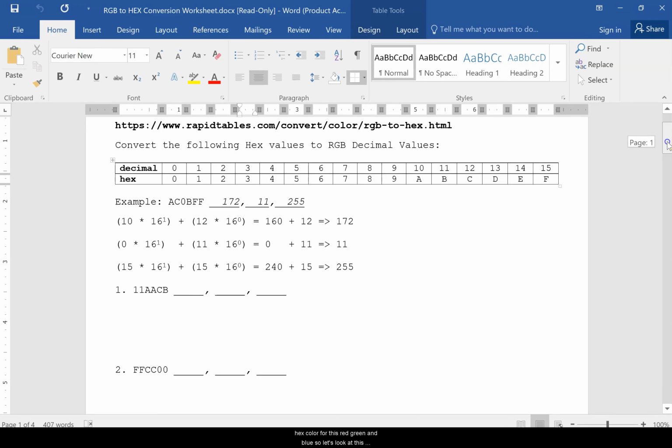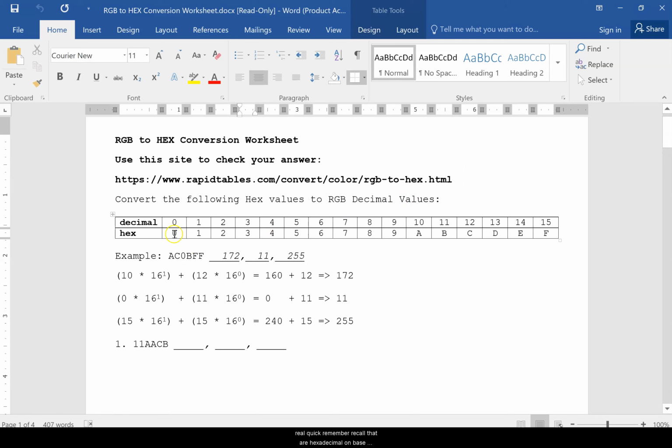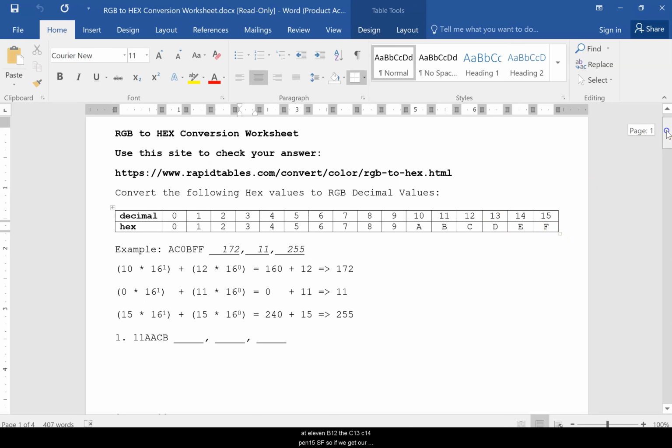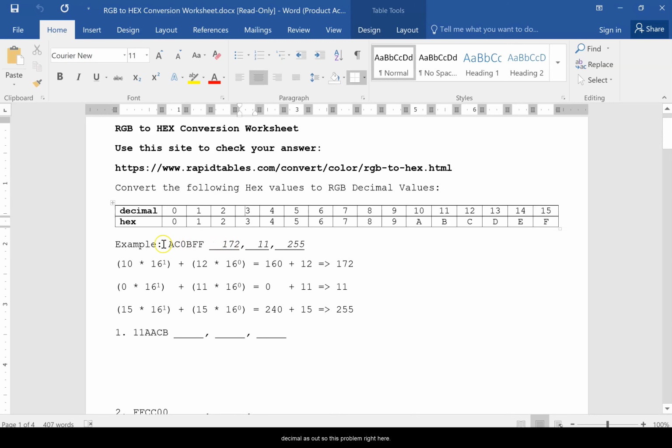Recall that our hexadecimal base 16 number system starts at 0 and goes to 9, and then 10 starts at A, 11 is B, 12 is C, 13 is D, 14 is E, and 15 is F. So for this problem right here, it's giving you a hex number, AC0BFF, and it's wanting you to turn it into its decimal version for its RGB color, kind of like what we just did right up here.